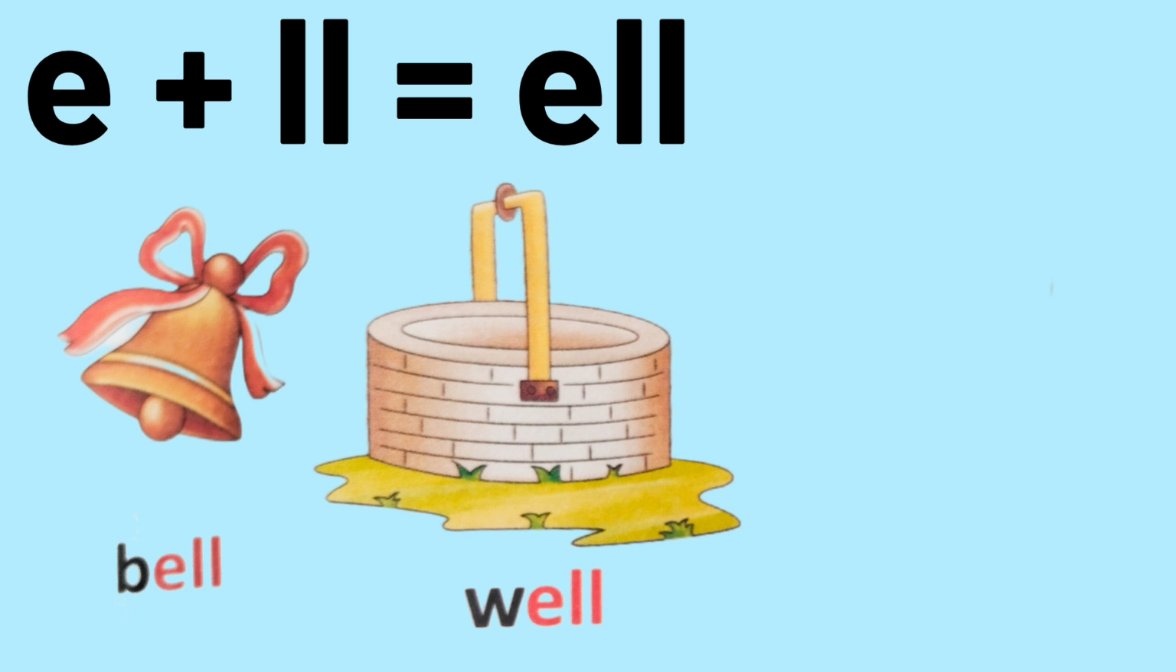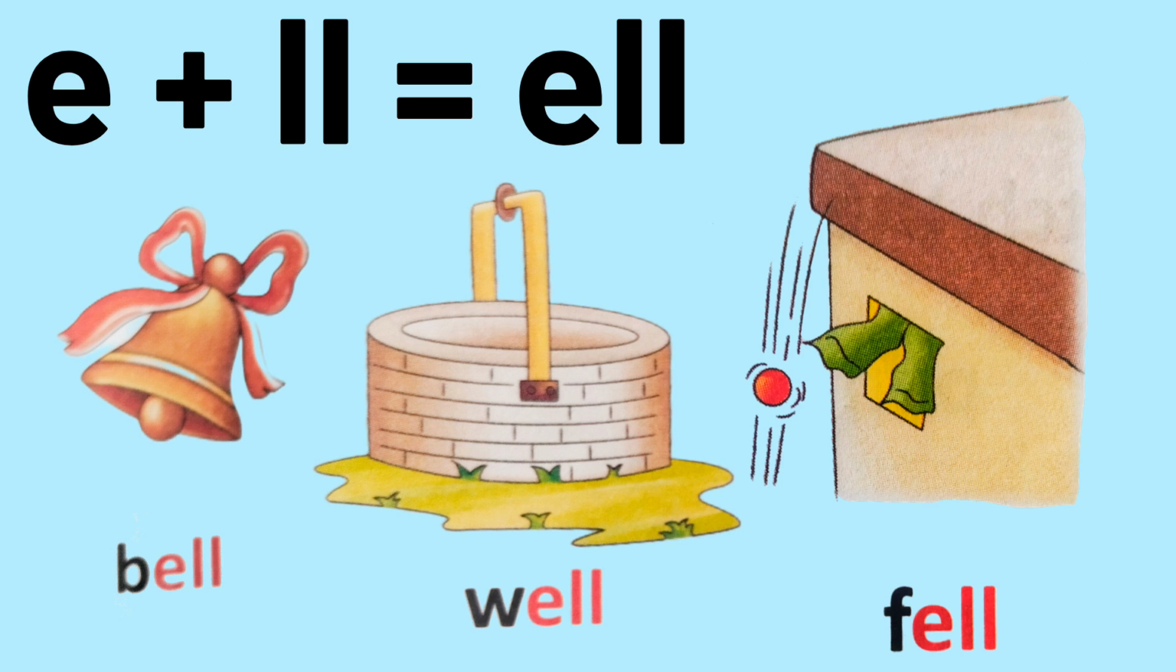In the second example, you can see that it is W-E-double-L. Once again, you know that E double L sounds like EL, and W sounds like W. So when we pronounce them together, it gives us well.